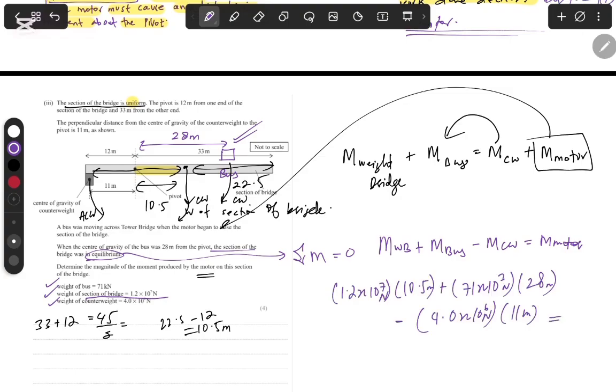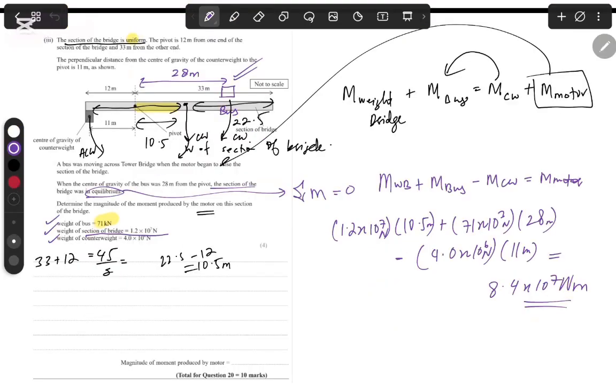So I've plugged in all the values. Be careful with the 71 kilonewtons. Kilo is going to be times 10 to the power of 3. And after doing this, you should get an answer of 8.4 times 10 to the power of 7 newton meter. So I hope this was clear. And now I'll show you the mark scheme and then we'll end the video.